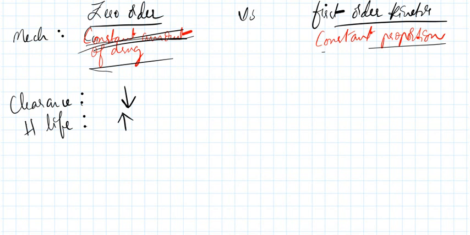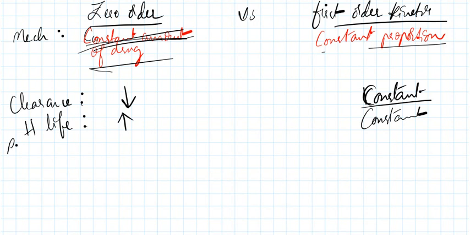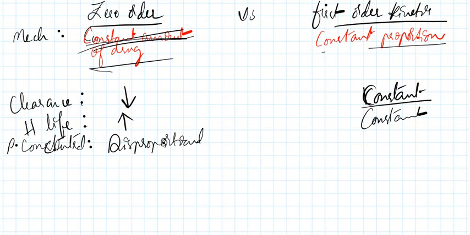What is the case in first order kinetics? The clearance will be constant. Why? Here there is a constant proportion, so there will not be any decrease or increase. And the half-life also remains constant. The plasma concentration in case of zero order is maintained disproportionately, but in case of first order it is maintained proportionately.